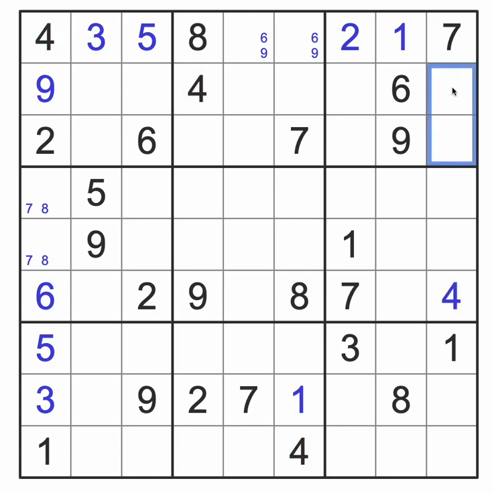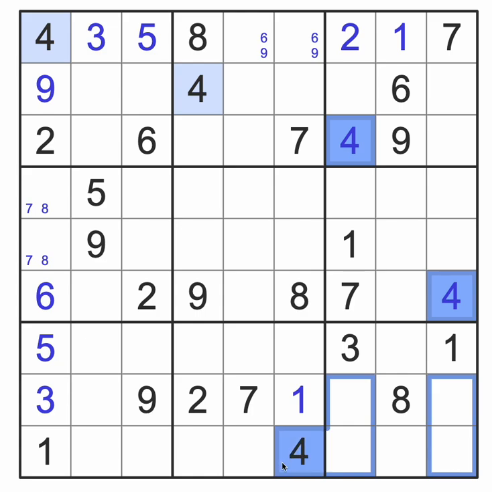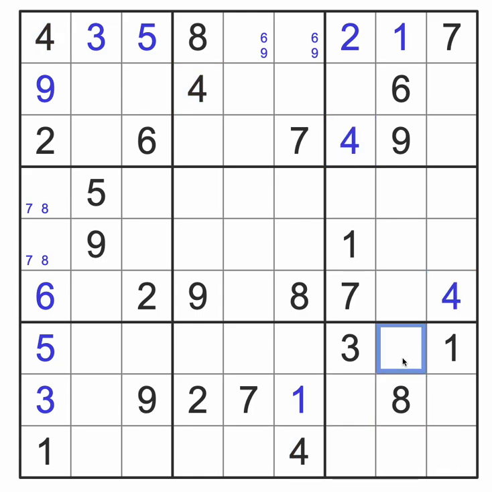And this 4 now blocks these. This 4 blocks here, gives me 4 here, and this 4 blocks these. This 4 blocks here, gives me 4. And this 4 blocks these, so 4 will come in here.